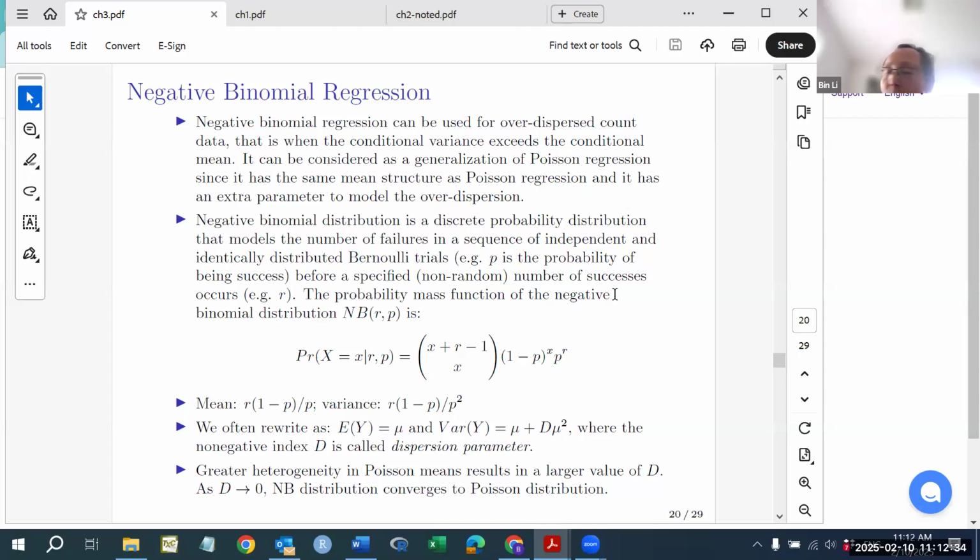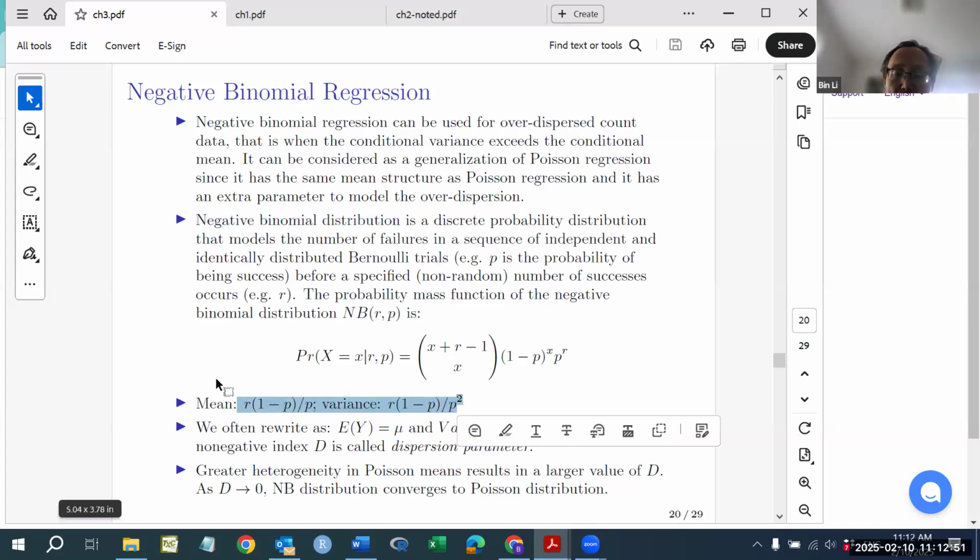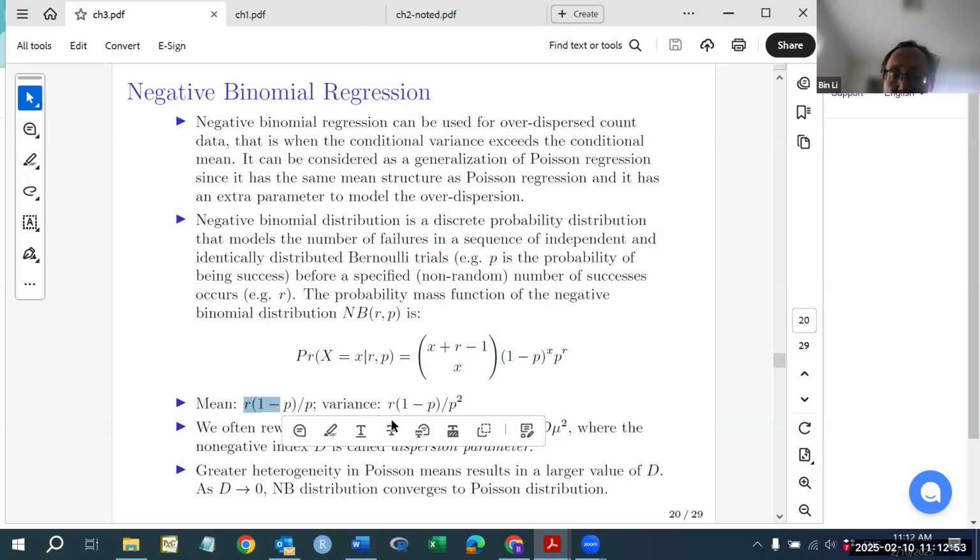Okay, so that's the negative binomial. For the negative binomial, how many parameters do we have? We have 2 parameters, p and r. For the Poisson, we only have 1. So that's why the negative binomial is more flexible than the Poisson, because we have 1 extra parameter, and that allows the mean and the variance to be different. So the mean is this one, the variance is this one. You can see they can be different.